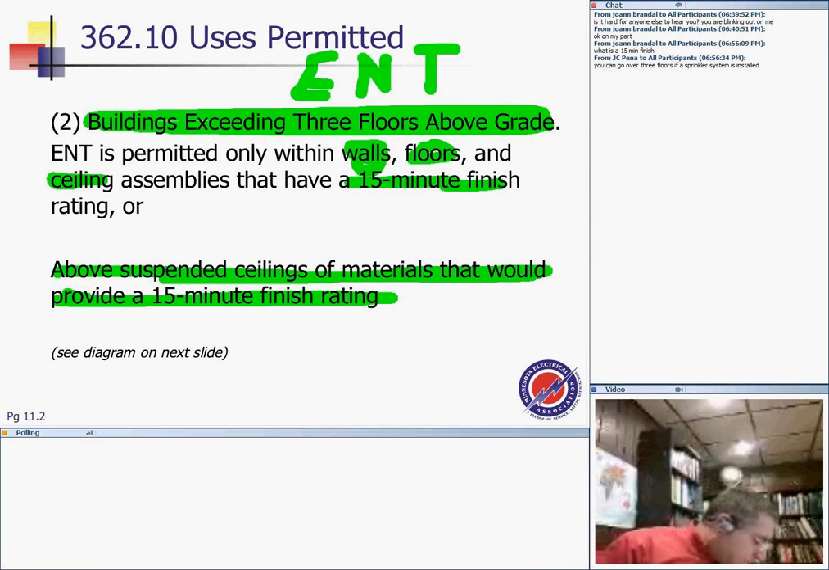And there are 15-minute rated walls, fire rated walls, identified as a listed fire rated assembly. A 15-minute rated thermal barrier shall be permitted to be used for combustible or non-combustible walls, floors, or ceilings. Okay, so for the most part, my friends, concealed or exposed, 3 floors or less. More than 3 floors, either you conceal them with a 15-minute fire rated wall, or you have to sprinkler the whole system.